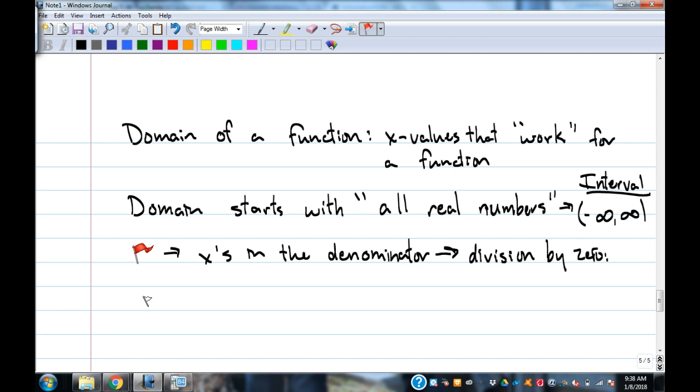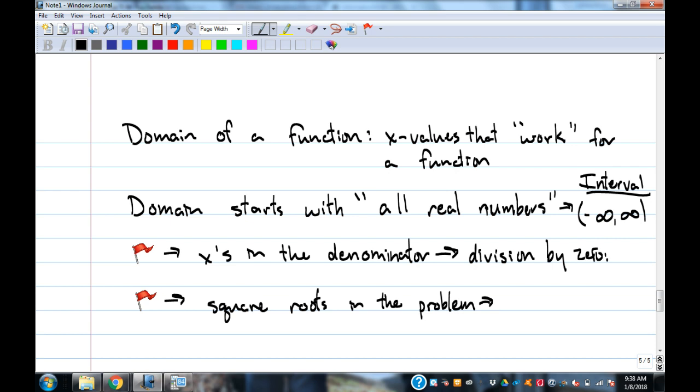Okay. The other red flag that we have to look out for is square roots. When you took square roots in Algebra 2, what kind of problem made the square root weird? Or what kind of number made the square root weird? Not odd numbers. 25 is an odd number. What made imaginary numbers? Square root of negative numbers. Negative numbers underneath there cause problems.